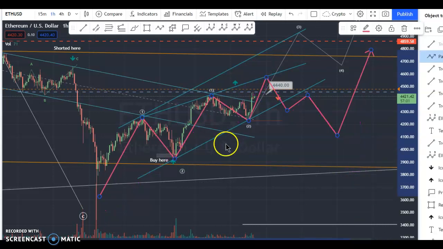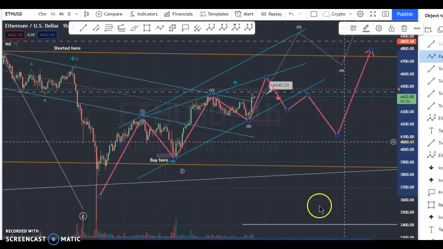So those who didn't get in when I did, or missed this one here, you better hope it's a leading diagonal so we can get a retrace. If it's not a leading diagonal, like I said, we need to break right through this line here.